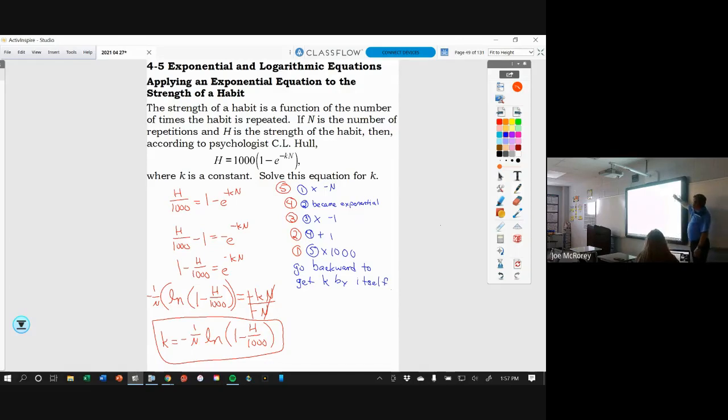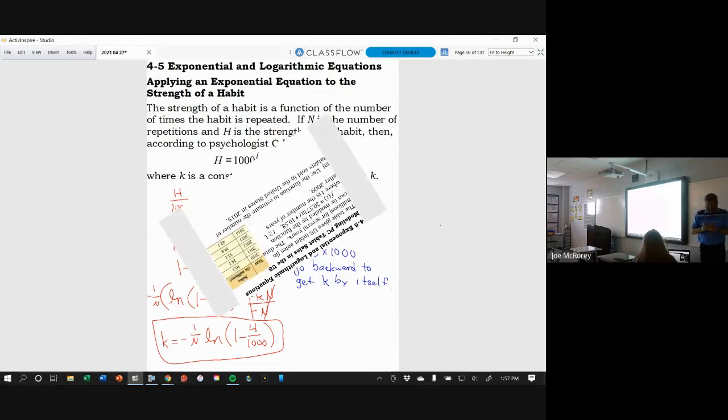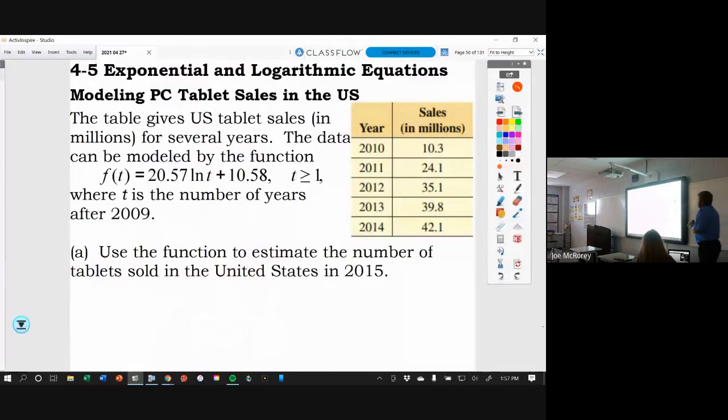And the last question has 2 parts. The table gives you tablet sales in millions for several years. The data can be modeled by the function, and he gives you a lovely function there, where t is the number of years after 2009. Part A, use the function to estimate the number of tablets sold in the United States in 2015. Can you plug it in? Exactly. Will we use the average?